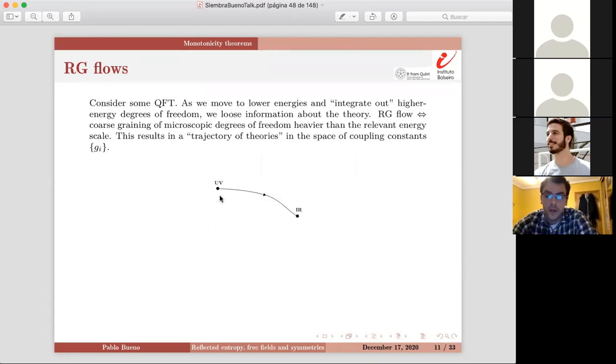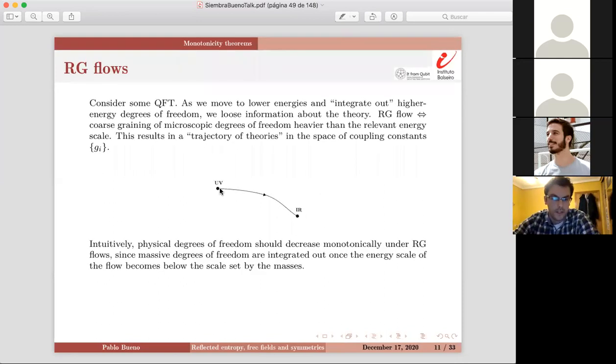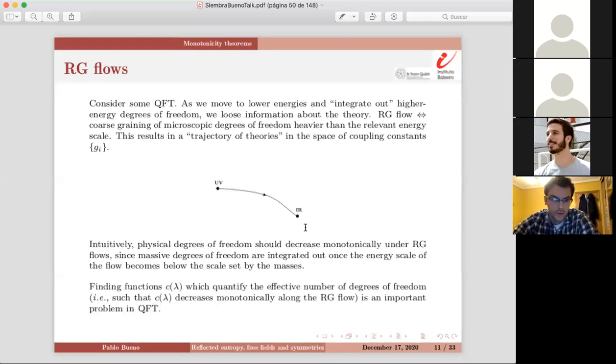you get is some conformal field theory at high energies and some other conformal field theory at low energies, both of which are fixed points of the group of the flow, and you may have in principle different flows, but you have a trajectory of theories that move from high energies to low energies. And the idea is that the number of degrees of freedom that you have at high energies should be higher than the number of degrees of freedom that you have at lower energies, just because you are losing information by doing the process of coarse graining.